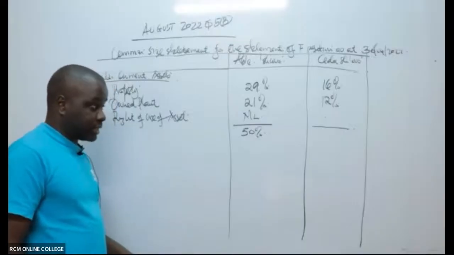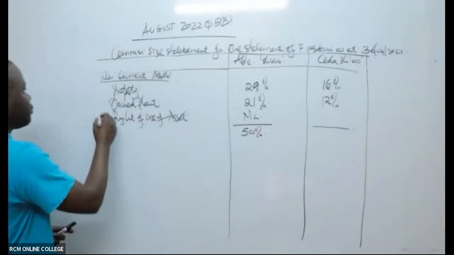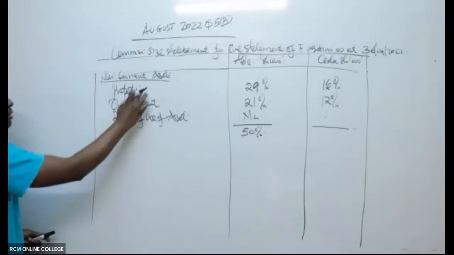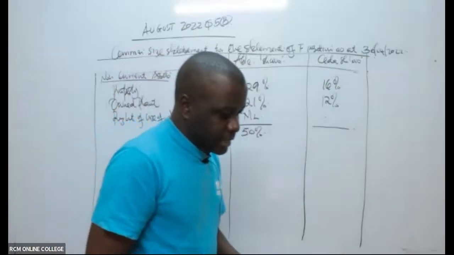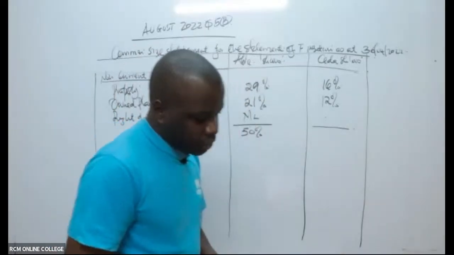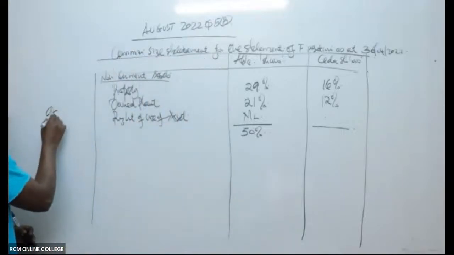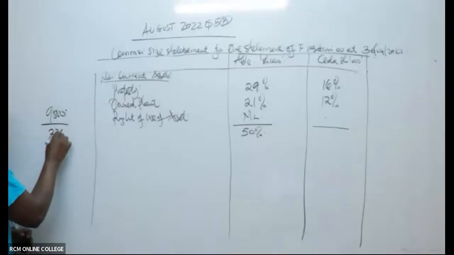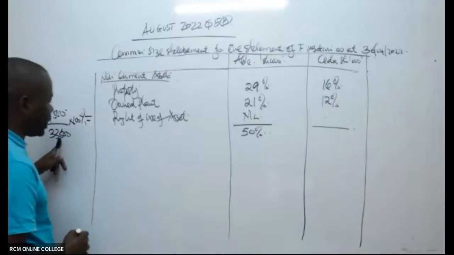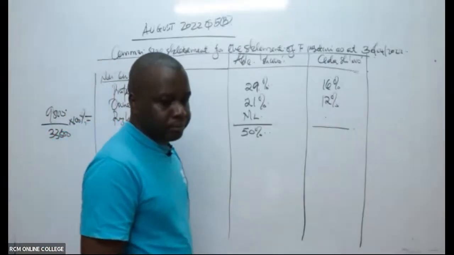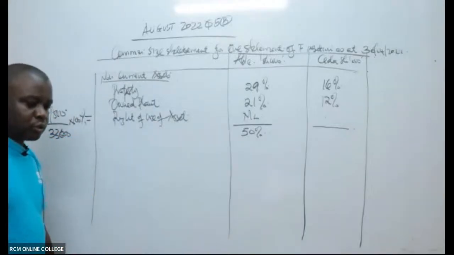I can see someone is asking, what are you using as the base? You use the total assets as the base. For example, if you are converting this property, the figure for the property is 9,800, and the total assets we've been told are 33,600. So 9,800 over 33,600, you multiply by 100%. Use the total assets figure as the base.